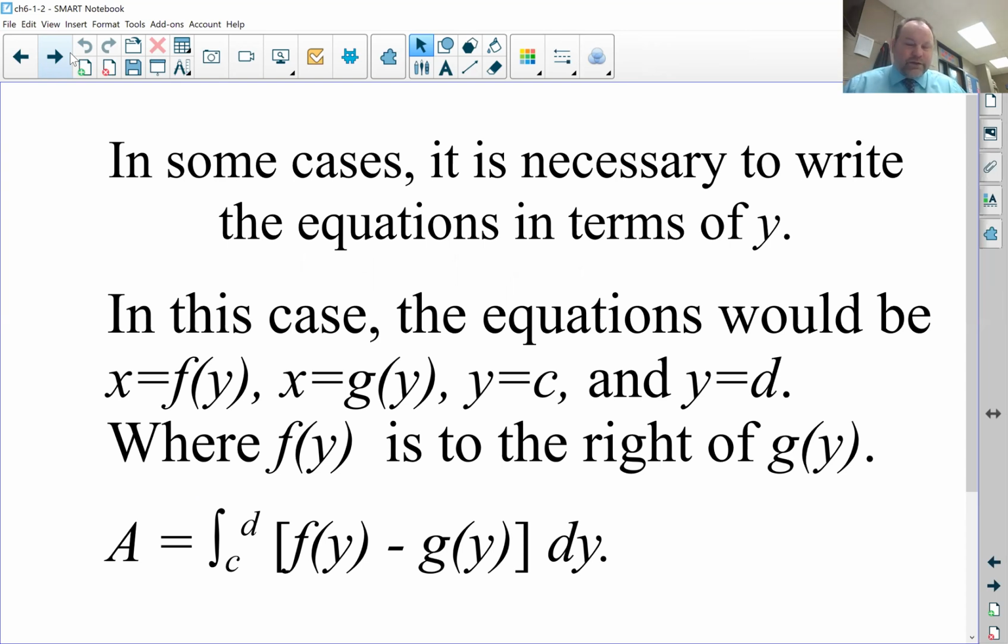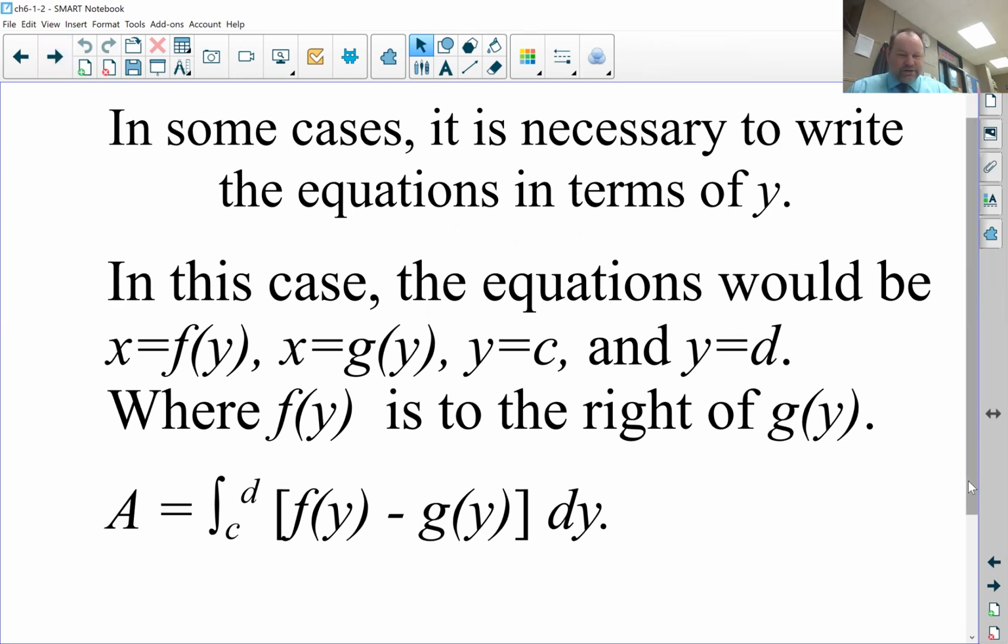So it's the same idea. The only difference is now we have y as our variable instead of x. Nothing else changes. So we will have x equals some function f of y and x equals some function g of y. And then our endpoints will be the y values, c and d. And here, instead of f being above g, f would be to the right of g.